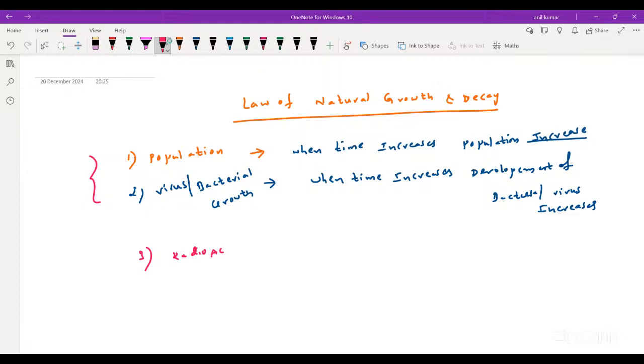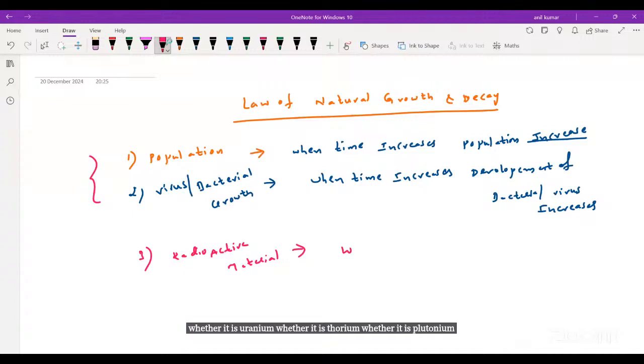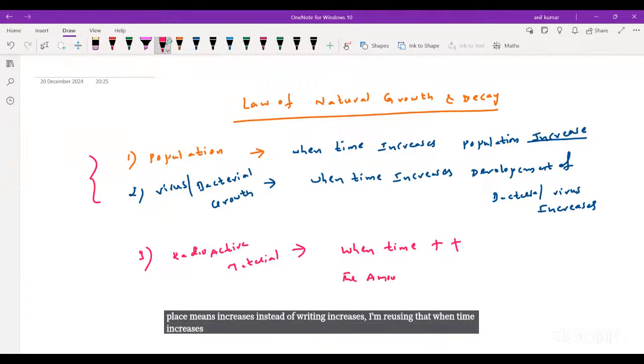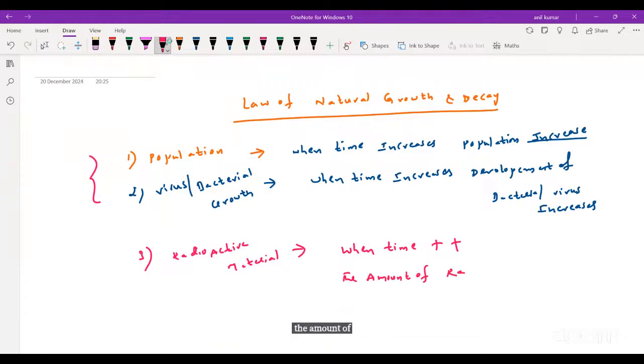The third one, radioactive material, whether it is uranium, thorium, or plutonium. When time increases, the amount of radioactive material decreases. Plus means increases; instead of writing increases, I am using that. So it decreases.